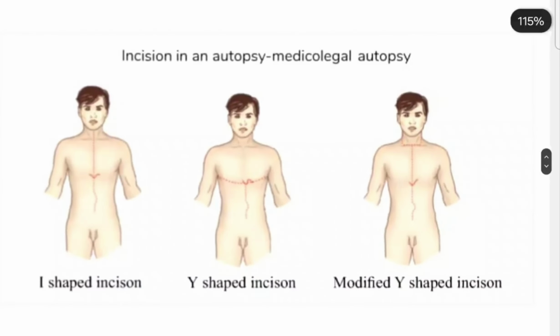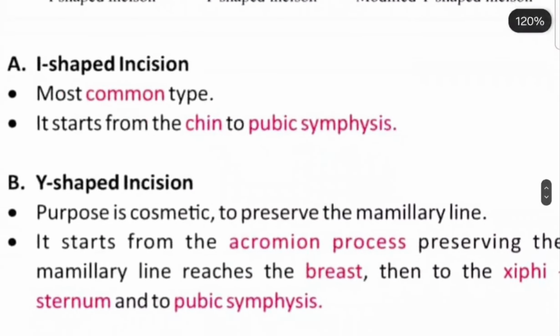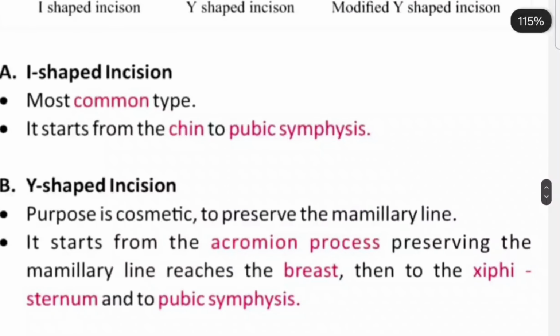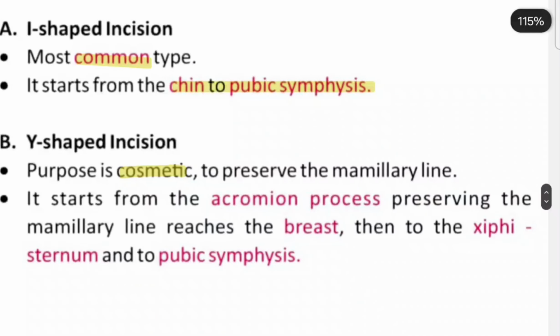Now we will talk about why each incision is needed and where to use it. First is the I-shaped incision. This is the most common type. It starts from the chin to the pubic symphysis. Another is the Y-shape. The purpose is cosmetic, to preserve the mammillary line. It starts from the acromion process and, preserving the mammillary line, reaches the breast, then to the xiphisternum and to the pubic symphysis.